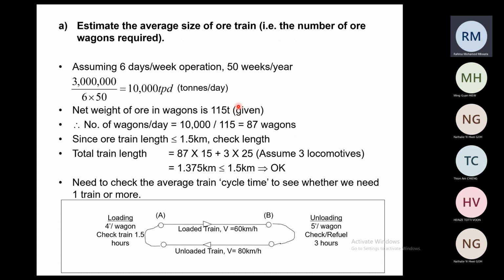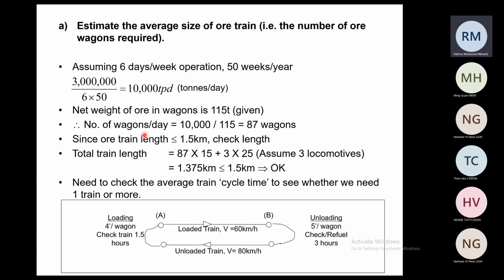So the net weight that you can put into the wagon is 115. If you have 10,000, and one wagon can take 115, if you divide, you get 87 wagons needed. That is the number of wagons per day needed. So we need 87 wagons to carry 10,000 tons of iron ore. So we have 87 wagons in total.